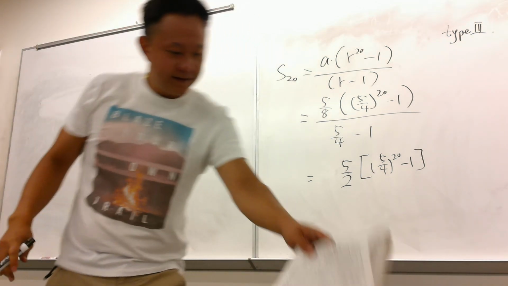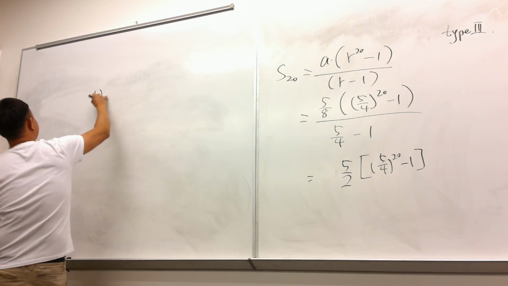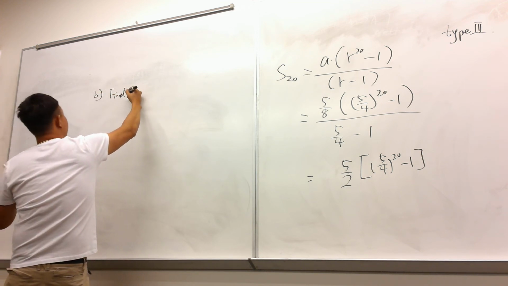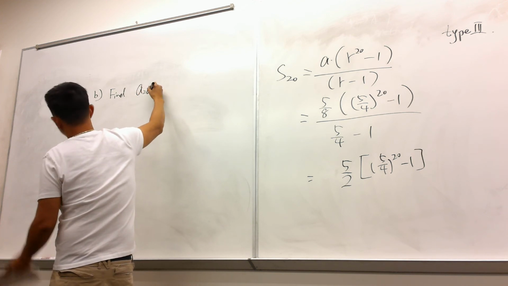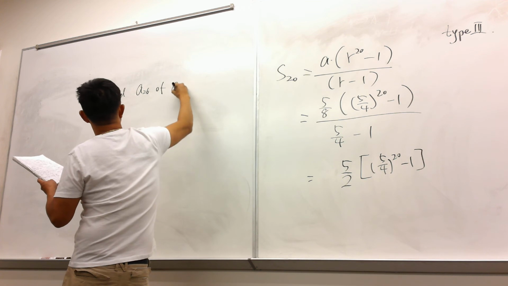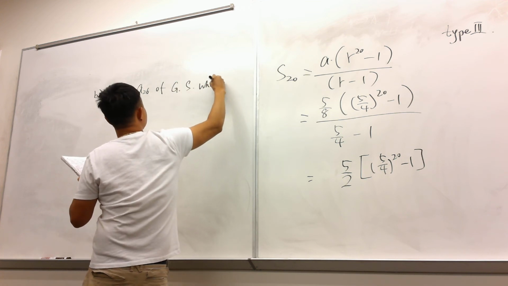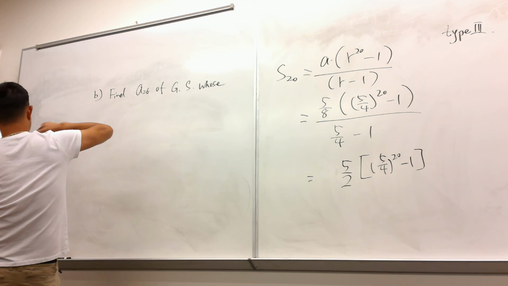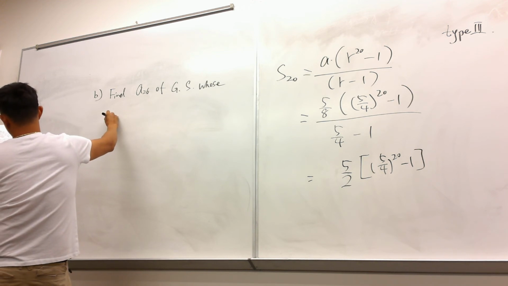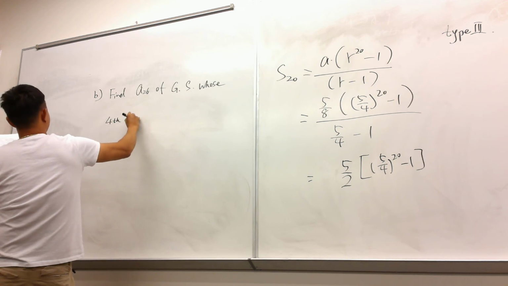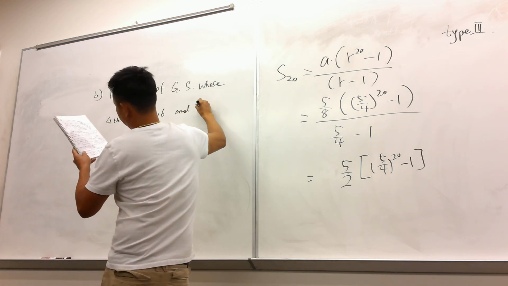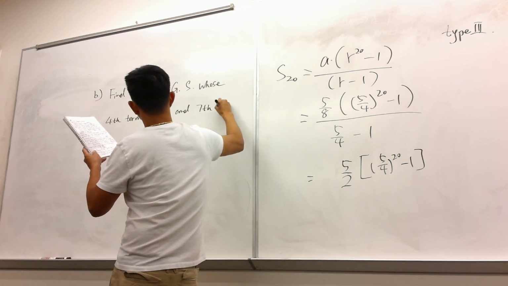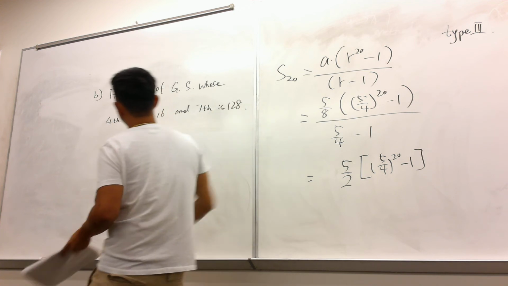Alright, so let's find A sub 26 of a geometric sequence whose fourth term is 16 and the seventh term is 128.